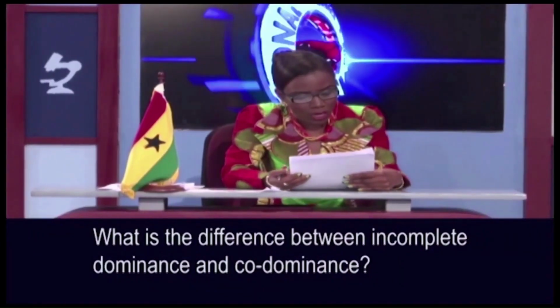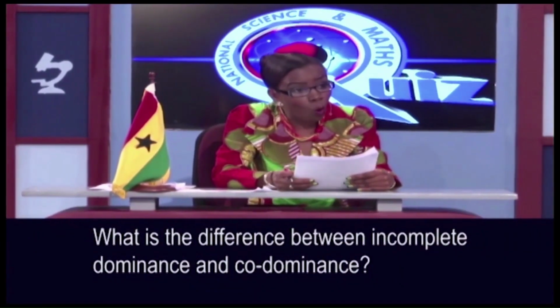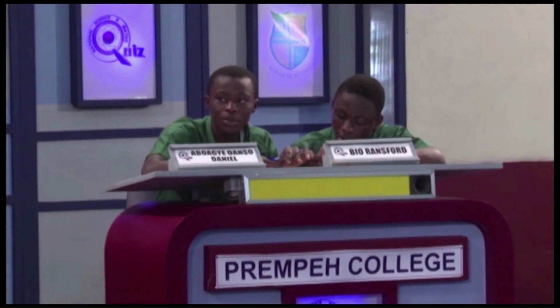PREMPEH College. What is the difference between incomplete dominance and codominance? Abuaje? In codominance, the different alleles occupying the same locus have equal effect on the phenotype of the organism, and hence they produce combined effects. In incomplete dominance, one of the alleles occupying the same locus on the homologous chromosome tends to express itself more in the phenotype than the other. But the other also expresses itself, but it's not equal. It's unbalanced. That's incorrect.